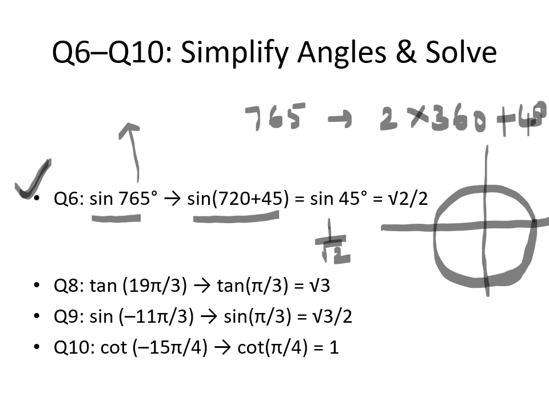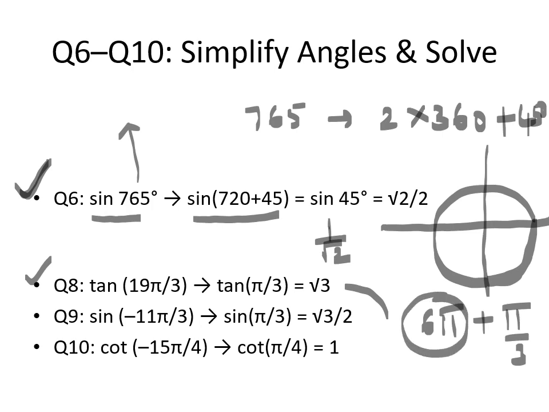Question number 8: tan of 19 pi by 3. Tan of 19 pi by 3 means again we are beyond 360 here. You can write it as 6 pi plus pi by 3, because 3 into 6 is 18, 18 plus 1 gives 19 pi by 3. So that means 3 rounds are completed here, 2 pi's completed. Directly you are getting tan pi by 3. So that means tan 60, and that will give root 3.